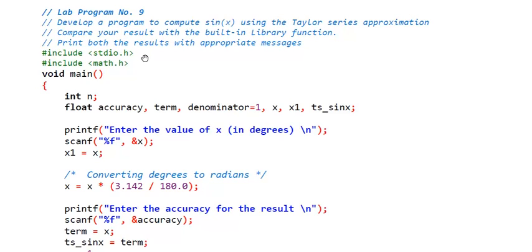And I told you we are going to calculate to a certain accuracy level, let's say we took the example 0.0001. How do we decide it is accurate? How do we compare that? We compare the result with a built-in library function. What is a built-in library function? Already the C program has a math library, which already has sine of x.